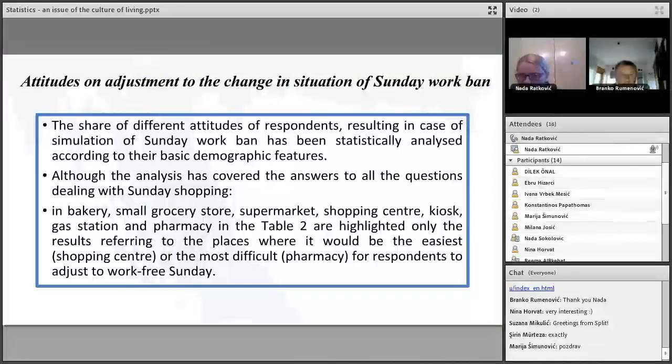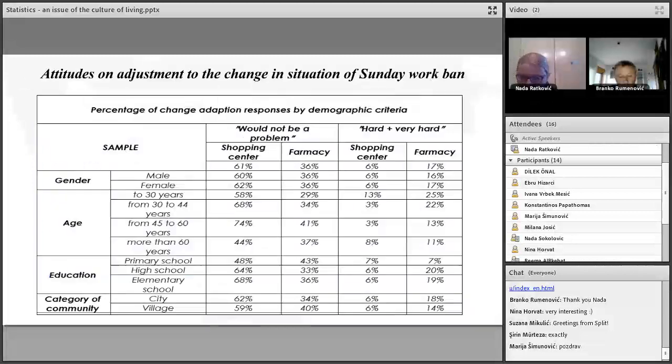For bakery, small grocery store, supermarket, shopping center, kiosk, gas station, pharmacy, in table 2 we see highlighted only the results referring to the places where it would be the easiest, like shopping center, or the most difficult, pharmacy. Now we will see only that data for shopping center and for pharmacy, and what the respondents think about a work-free Sunday.